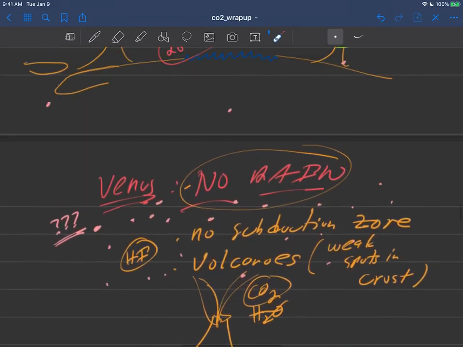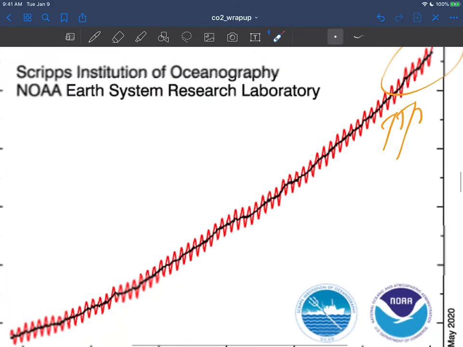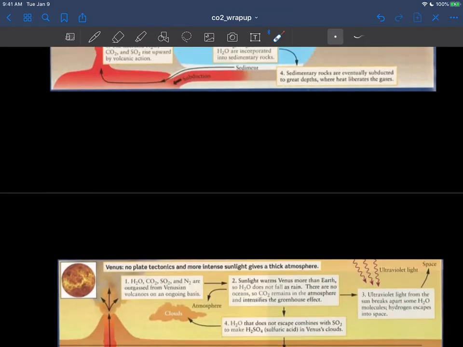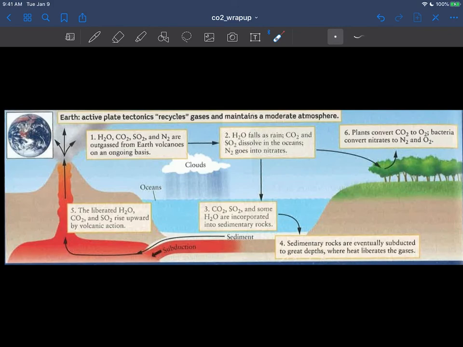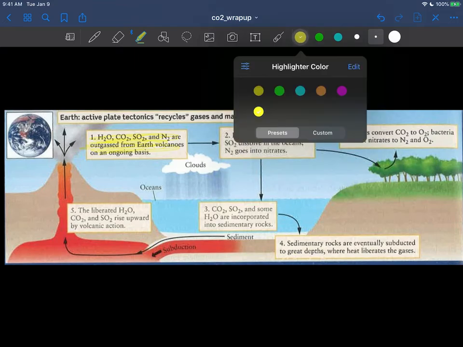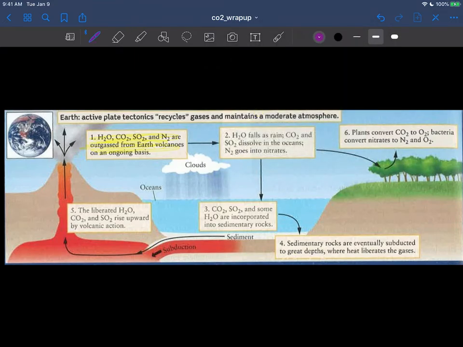So I do have some professional graphs I'd like to show you here on the carbon cycle. And here they are. This is sort of a graphic of what I drew earlier. Maybe I'll just go through some of the important points with you here. As you can see, here are the greenhouse gases that we're talking about: water, carbon dioxide, nitrogen, that sort of thing coming out on an ongoing basis. And of course, water and carbon dioxide are the biggies in terms of greenhouse emissions.